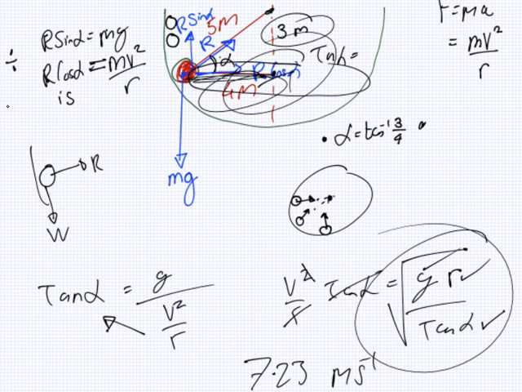Some objects moving around, how many forces do they have? If it's moving in a circle, there's only one force towards the center. This one looks like there's many forces, but if you look closely, there's two forces, this one and this one. But we can break this up into one force this way and one force this way.